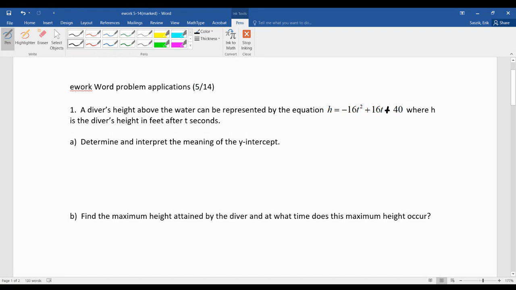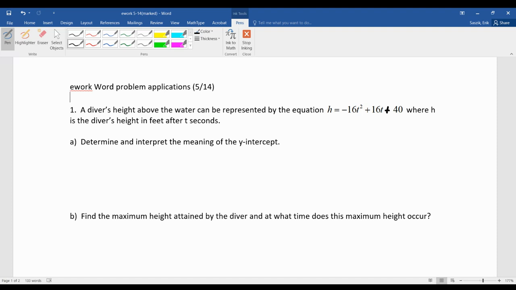Okay. The diver's height can be represented by this equation, h equals negative 16t squared plus 16t plus 40, where h is the diver's height in feet after t seconds. Determine and interpret the meaning of the y-intercept. Now remember, I'm going to go kind of fast here, but we'll have a live Zoom lesson, as we always do, so please check that out.